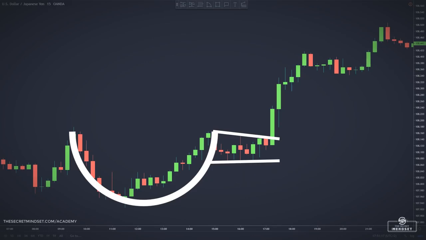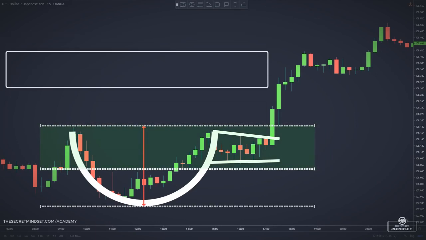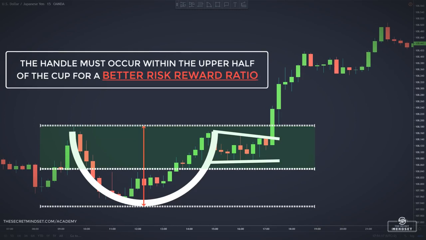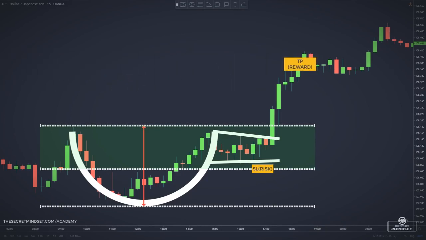Since the handle must occur within the upper half of the cup, a properly placed stop loss should not end in the lower half of the cup formation. By having the handle and the stop loss in the upper third or the upper half of the cup, the stop loss stays closer to the entry point, which helps improve the risk-reward ratio of the trade. The stop loss represents the risk portion of the trade, while the target represents the reward portion.